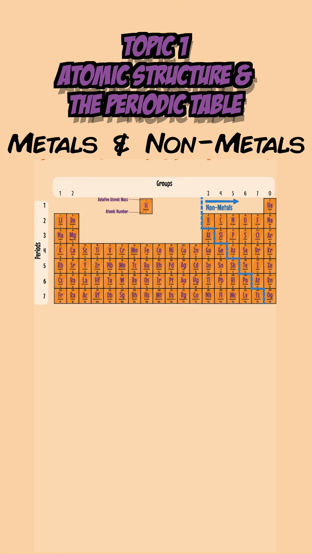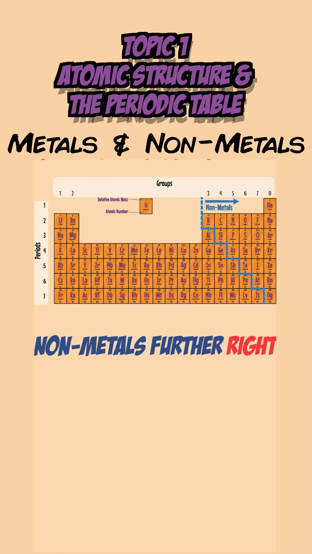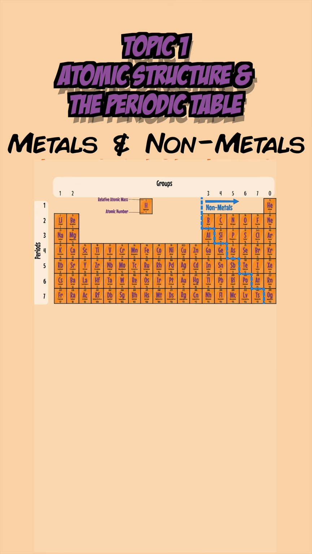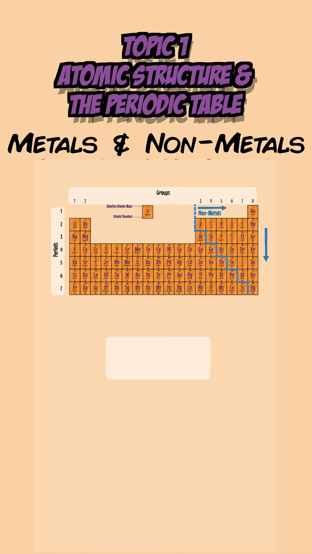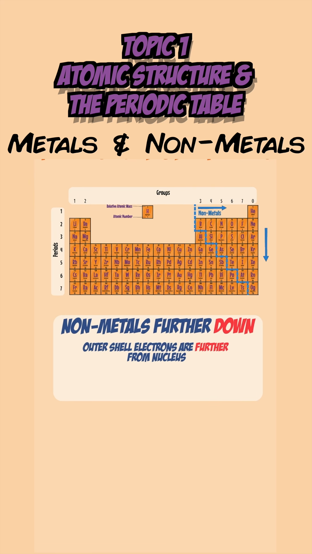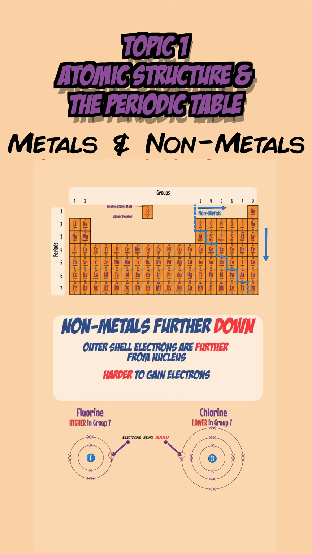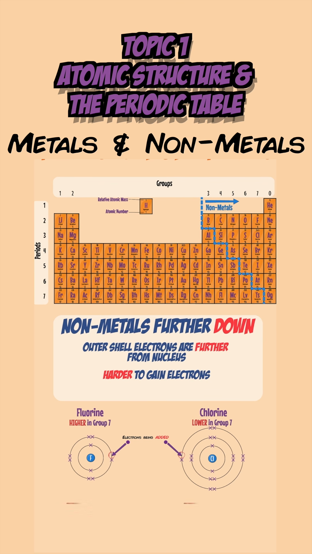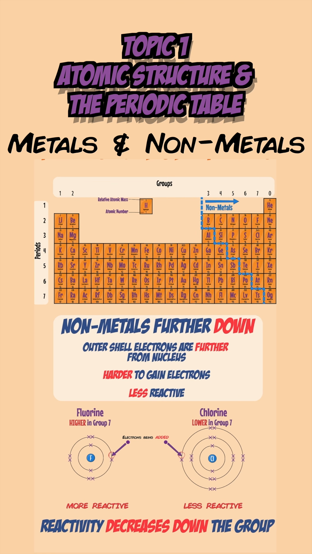When looking at non-metals on the other hand, the ones found further to the right have more outer electrons. And as you go down a group in non-metals such as group 7, the outer shell electrons are further away from the nucleus just like in metals, meaning they still have less attraction. But in non-metals, electrons are being gained and not lost. So less attraction means it's more difficult to gain the electrons, which makes them less reactive. So this means the reactivity of non-metals like group 7 elements decreases down a group as it's more difficult for elements to react and gain electrons.